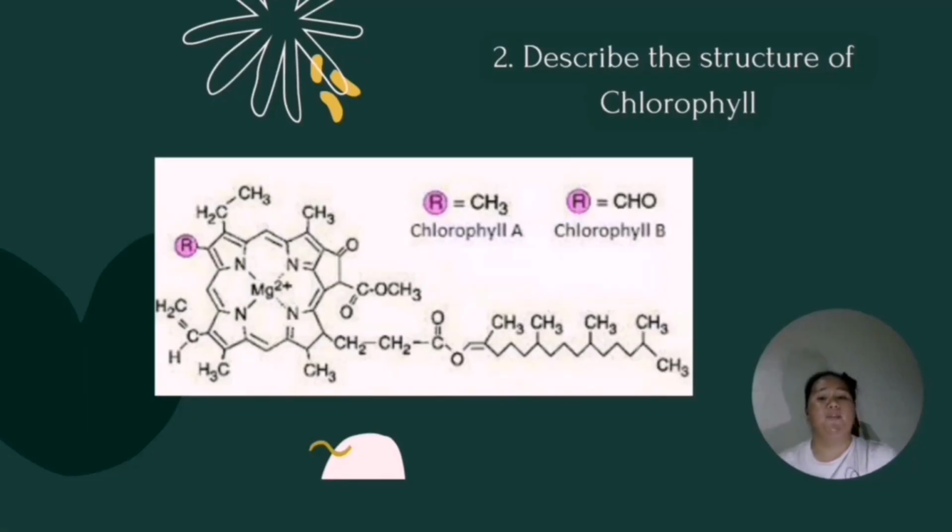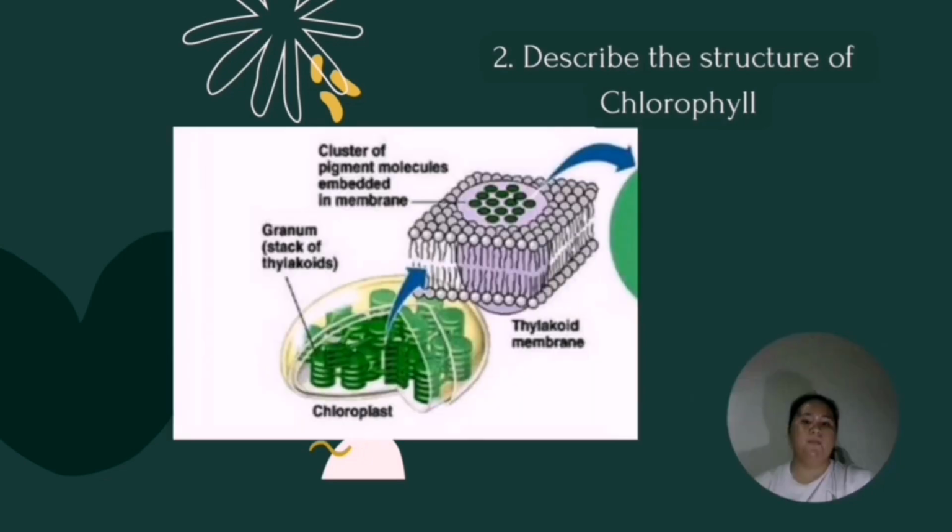Chlorophyll is a key chemical in photosynthesis and it is found in all photosynthetic organisms. So here in the picture, this is the chlorophyll structure. Now let's talk about the chlorophyll in plants. So we have the chloroplast, the yellow one, and inside the chloroplast are the stacks of thylakoids called granum. In a thylakoid, there are clusters of pigment molecules embedded in the membrane, where we can find the chlorophyll.